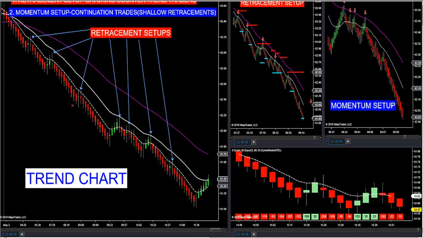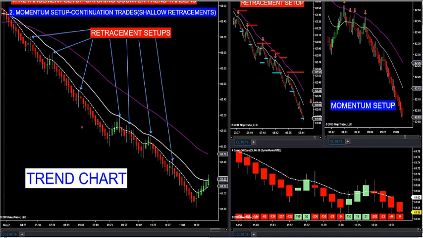So if you look at the trend chart, how do we look at this? There's three moving averages on this trend chart, a lot on the ES. I'll show you the ES and the NQ after we get done here. I'll show you the trend chart on both of them. There's a lot on the NQ. That's actually some of our traders' favorite market.